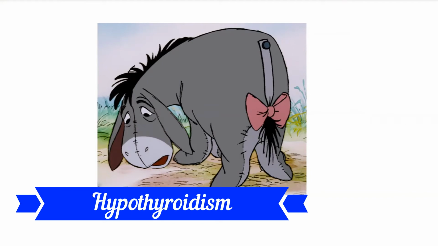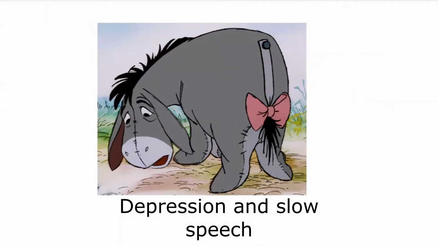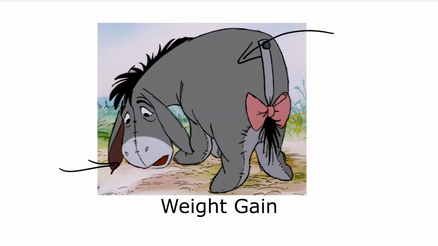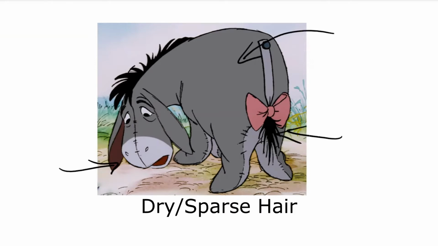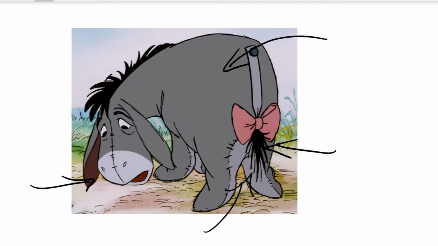So when thinking of the signs and symptoms of hypothyroidism, I think of Eeyore, because some of the main symptoms are depression and slow speech, which I associate with Eeyore. Another symptom is weight gain, and Eeyore's a bit on the bigger side. There's also dry and sparse hair, constipation, and decreased libido. Hypothyroidism also causes cold intolerance, so you can imagine him shivering here.